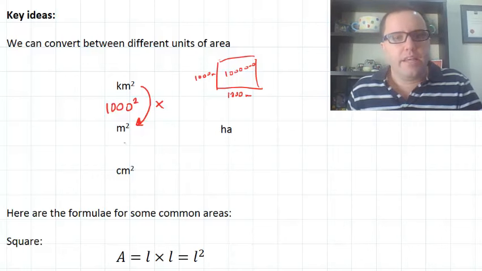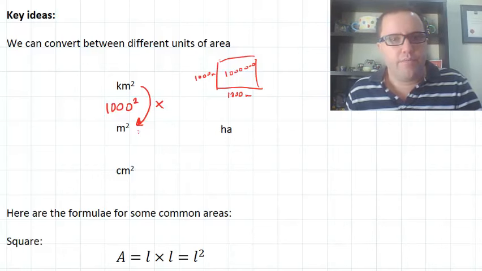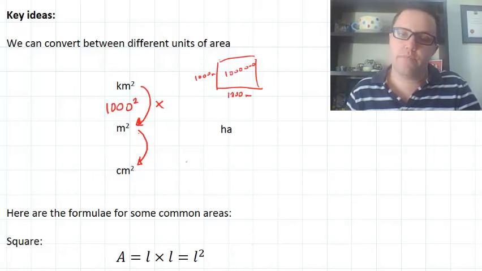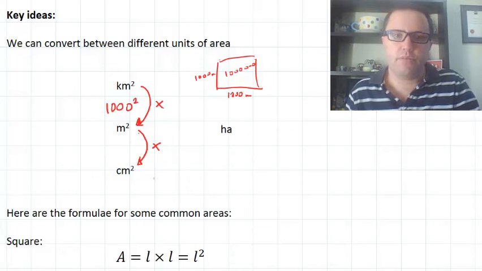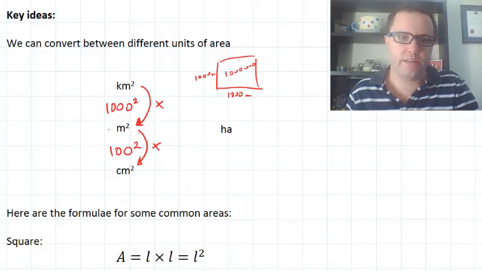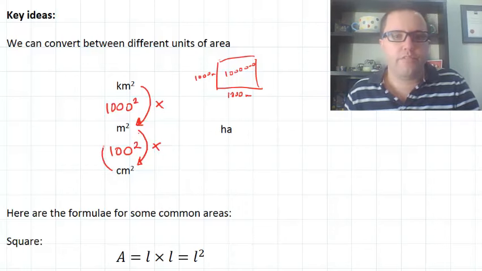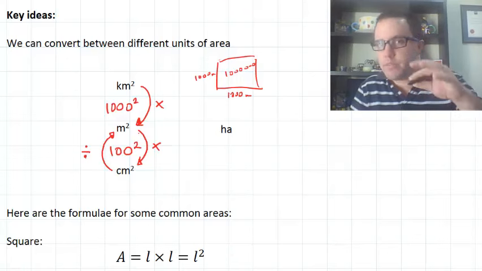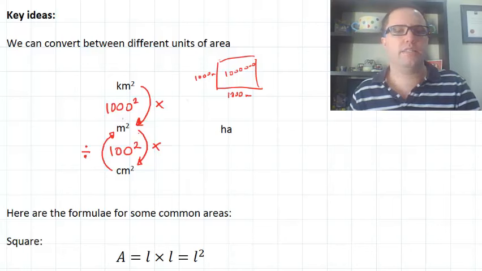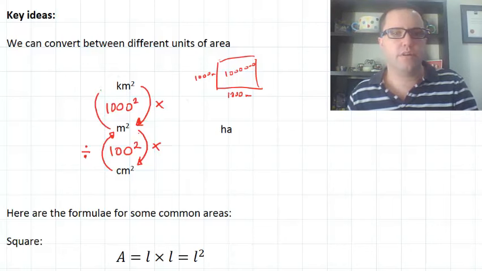Same thing when we're going from meters squared into centimeters squared. There are 100 centimeters in a meter, so we multiply, and it's 100, but because it's in a square now, it's 100 squared. When we go back up from centimeters to meters, we divide because our numbers are going to be getting smaller. Same deal when we go from meters squared up to kilometers squared, we're also going to be dividing.